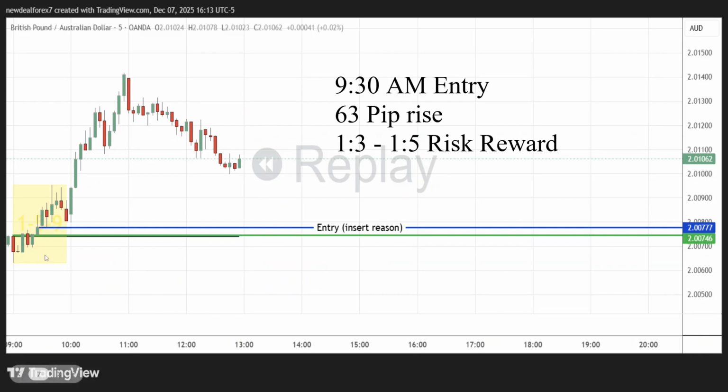Best entry, this is the first hour of the 9 a.m. candle. A good entry would have been at 9:30. This black line here would be the open price of the candle. You even have a morning star right here. You could have gotten in right there, or just entered when price closes a little bit above the open, and price shot up 53 pips. So you could have gotten at least a 1 to 3 to 1 to 5 off of that. That would have been great.